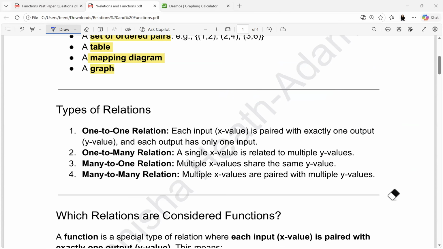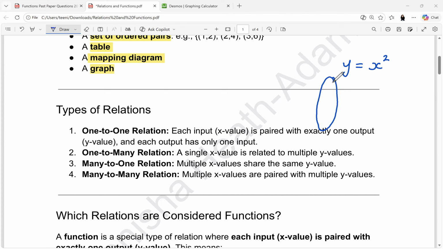Okay, then you also have a many-to-one relation. Multiple x values share the same y value. A very common example of a many-to-one relation would be y is equal to x squared, which of course is a quadratic, right? It's a quadratic because the highest power of x here is 2, and that is the criteria for something to be a quadratic.